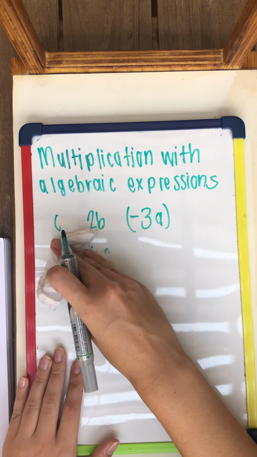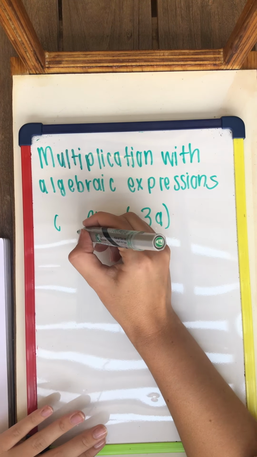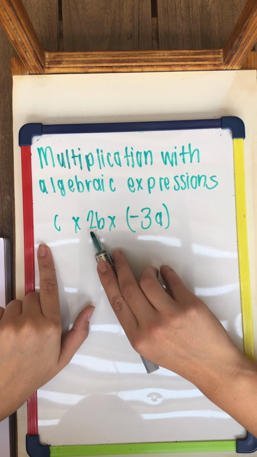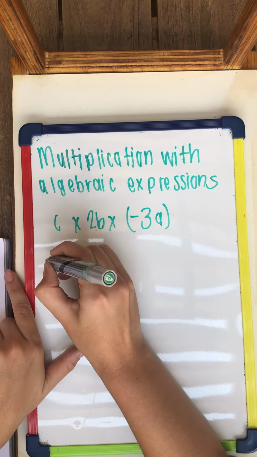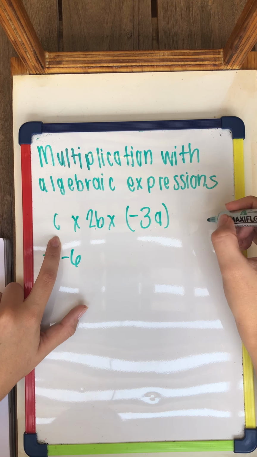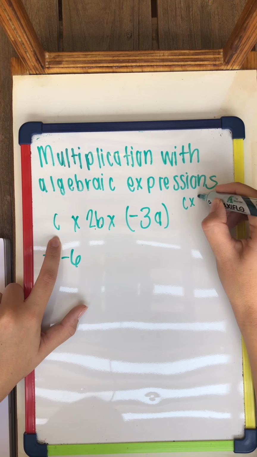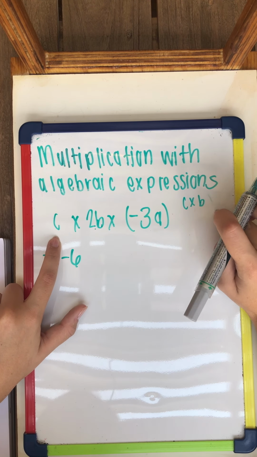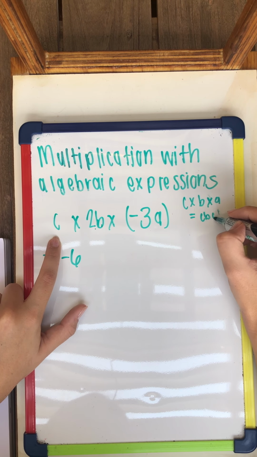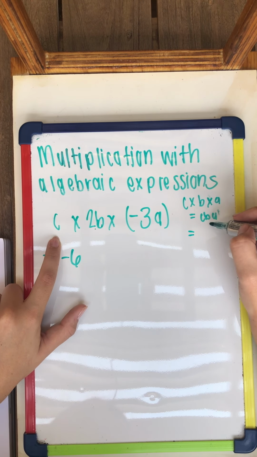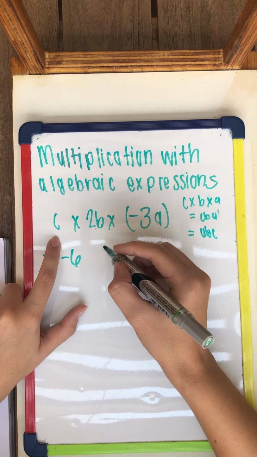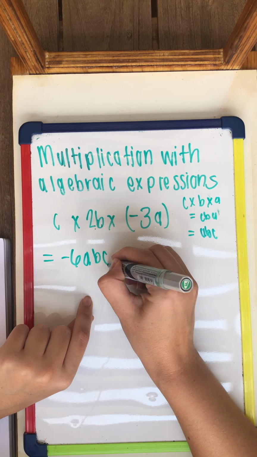Okay? So another way you can do this, okay, is first do your coefficients. So I've got 1 times 2 times negative 3, which gives me negative 6. Then I've got C times B times A. So if I write this here, C times B times A, I would have written it as CBA, but I would have had to move the letters around to make the alphabet, so A, B, C. So then it would be A, B, C.